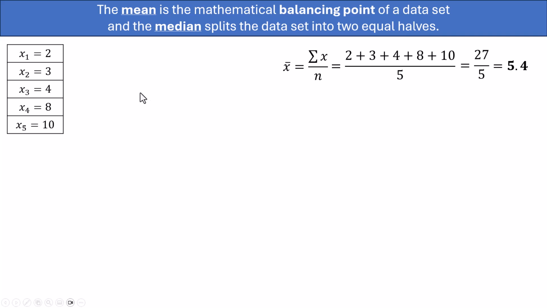The median, on the other hand, is the value in the middle. And since the values are already in order, the value in the middle is going to be the third value, which is 4. So the median is equal to 4.